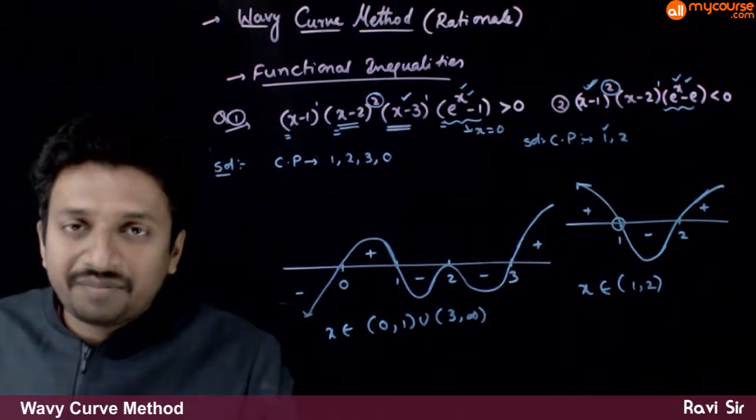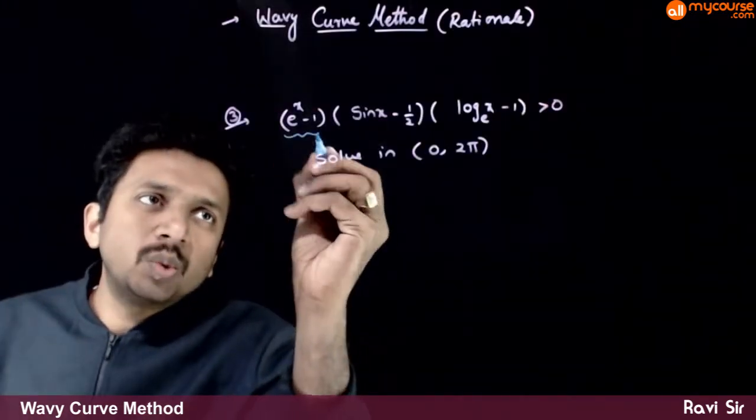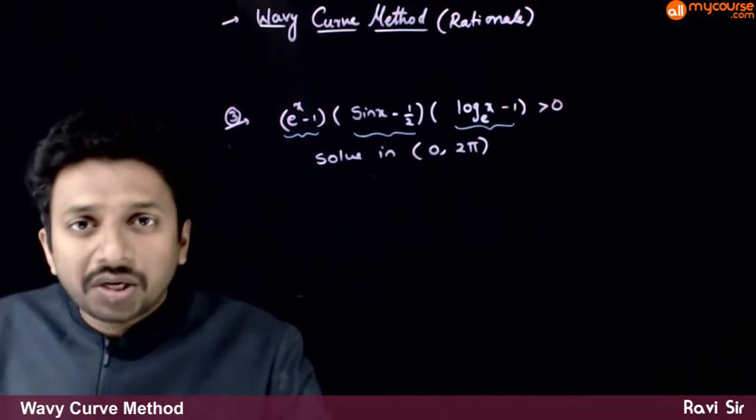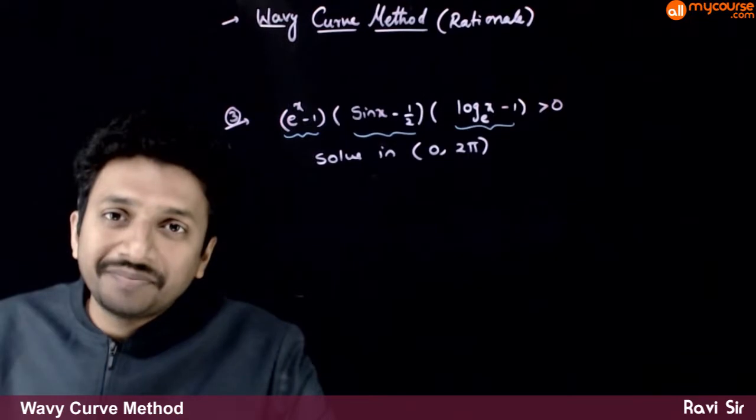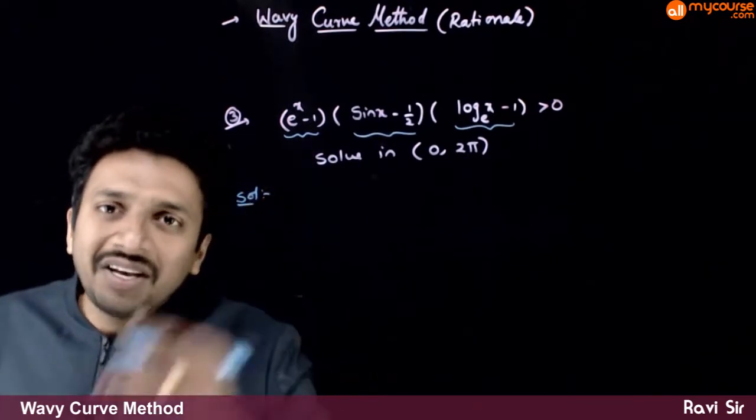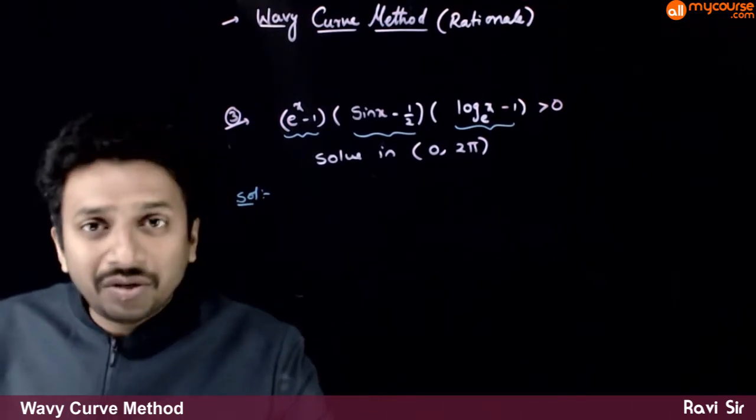So now let us go further. Let us look at this example: e^x minus 1 into sin x minus half into log x minus 1 is greater than 0. Again, this is a functional inequality, right? So for this also, we can use the wavy curve method.